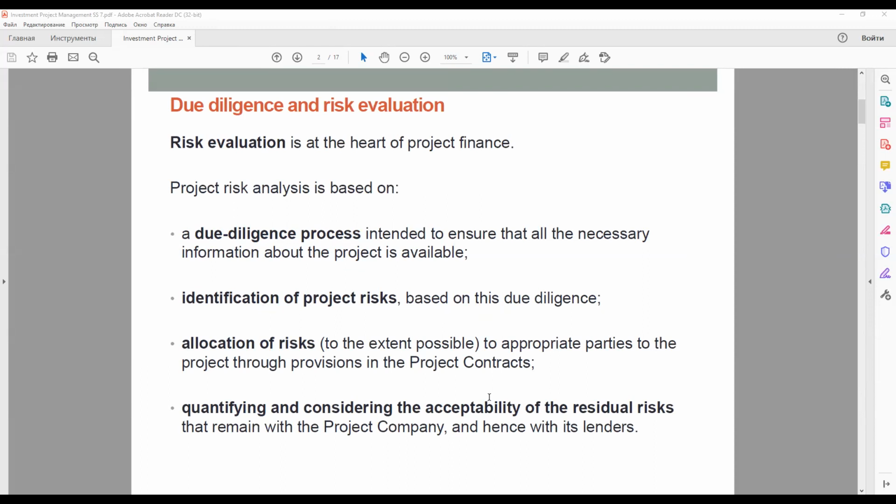Provided it can be supported by the company balance sheet and earnings record, a corporate loan to finance a project is normally relatively simple, quick, and cheap to arrange. A project company, unlike a corporate borrower, has no business record to serve as a basis for lending decisions.